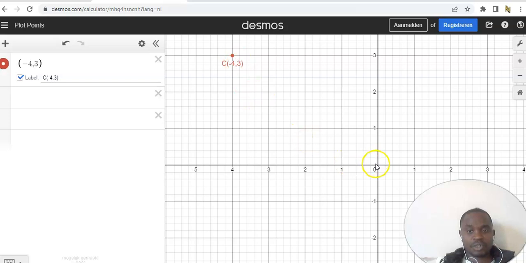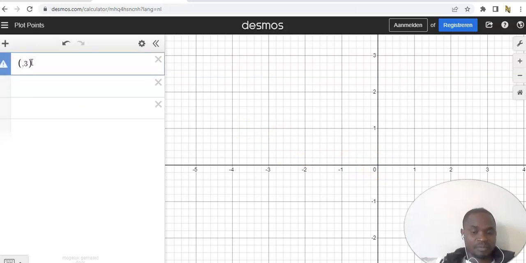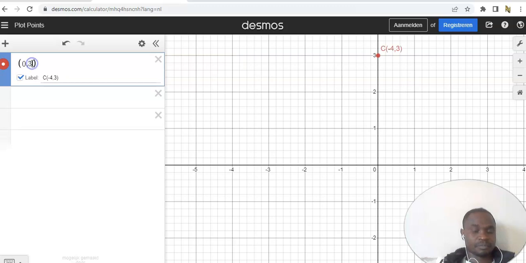I want us to plot (0, 0). Let's see where it's going to be. It means x is 0, y is 0. Let me put 0 here and also 0 here. So (0, 0), what is it going to be? X is 0, y is 0. It will remain as it is. Okay?